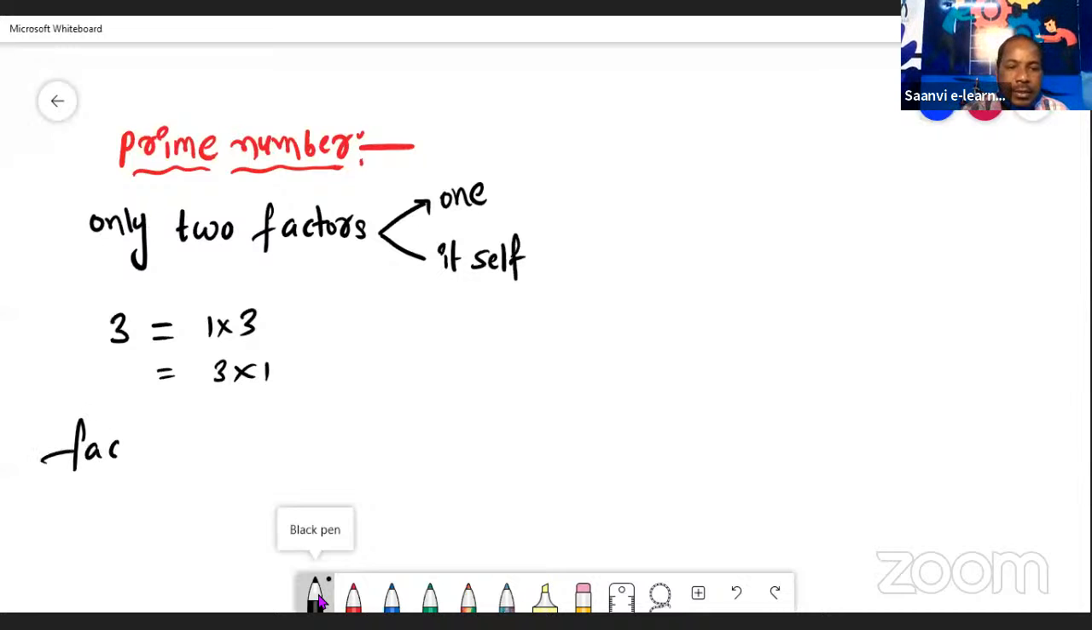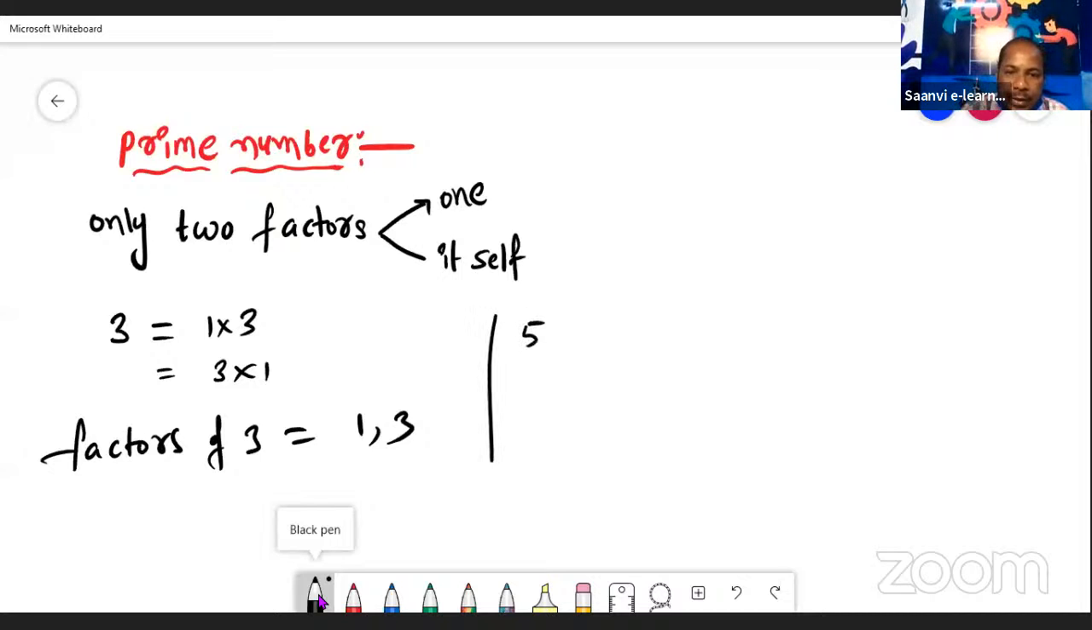So here, what are the factors of 3? Factors of 3 are 1 and 3. The factors are 1 and 3. Can we find other factors? Can we get the other factors for this number 3? No. So 3 is called prime number.